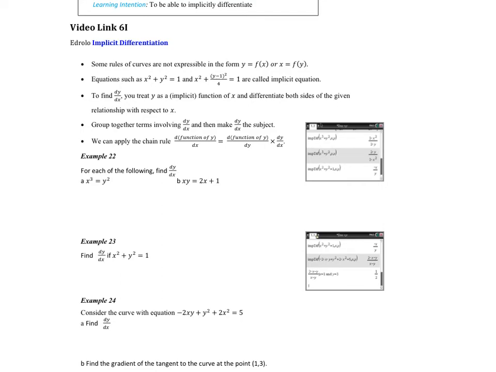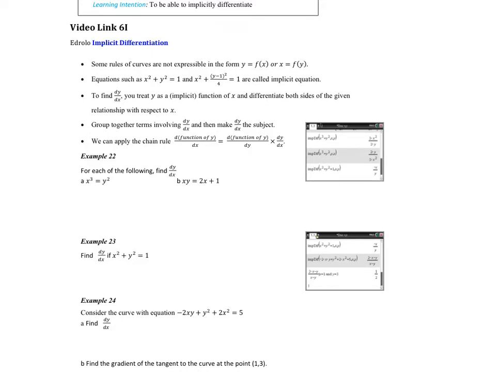Okay, so implicit differentiation is just a way in which we can differentiate a function without having necessarily written it as y equals, as making y the subject. So things like x squared plus y squared, where we have multiple representations of y, we can differentiate each term with respect to x.